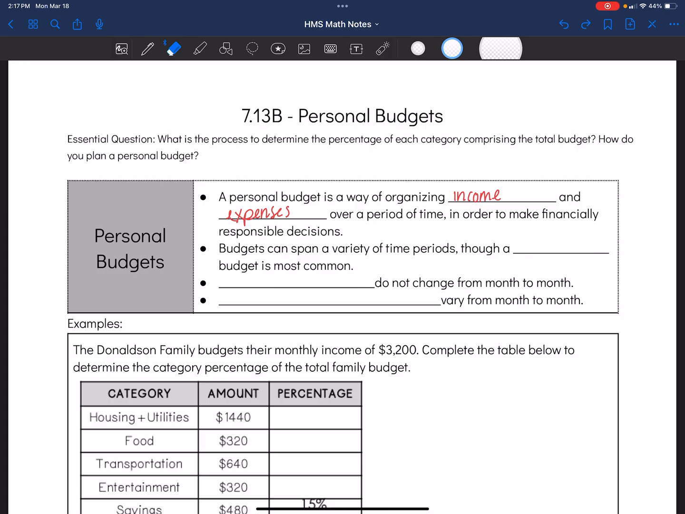A budget can span different amounts of time. I've got a quarterly budget. I've also got a yearly budget, but mostly they're monthly, month to month. Fixed expenses don't change because they're fixed. But then we also have variable expenses that do change. They vary from month to month. I feel like that makes sense, right?